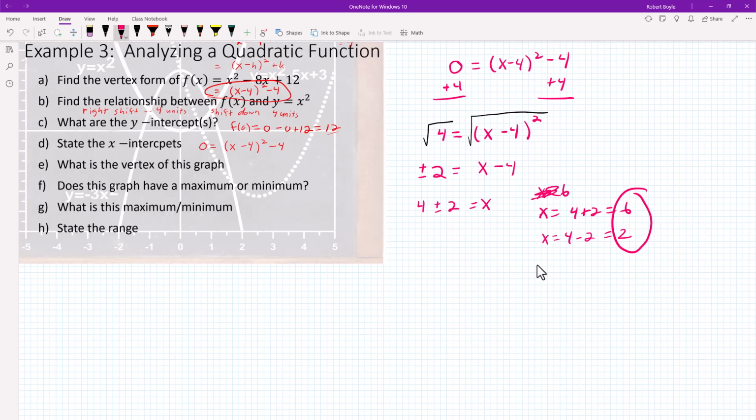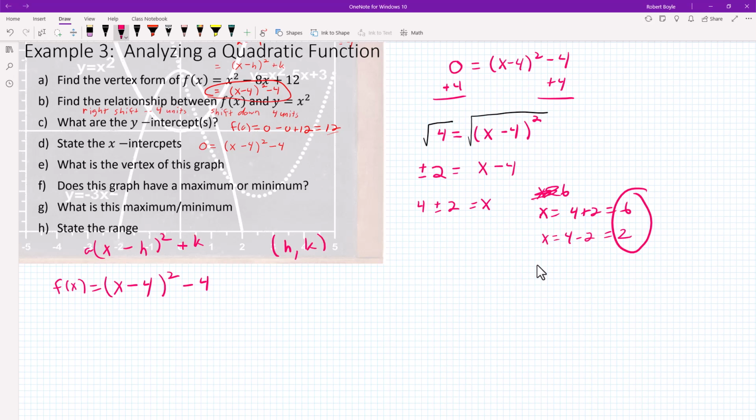Okay, next question is, what is the vertex of the graph? Well, remember, the vertex form of this particular equation, that's up here, I'm going to write it again, is f of x is equal to (x minus 4) squared minus 4, or (x minus h) squared plus k. And there, of course, there's an a there, but a is equal to 1. So the vertex is always going to be h comma k.